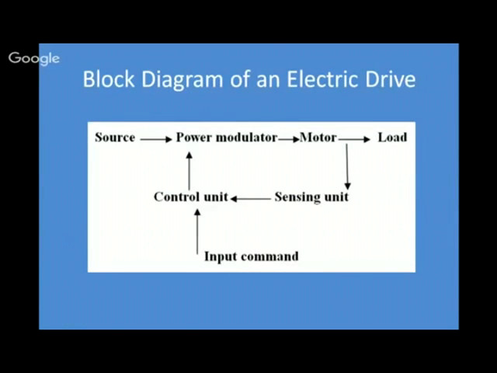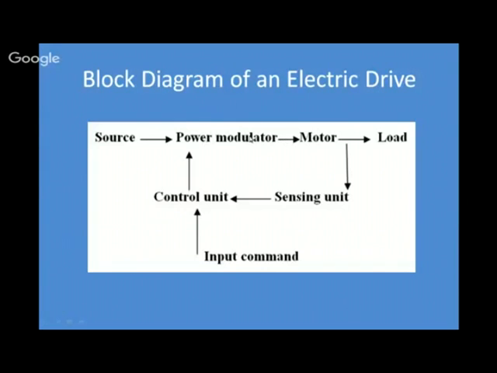This is the general block diagram of an electric drive. We have a source here. This can be an AC source or some battery. Here we have a power modulator device which can convert the AC into DC or DC source into AC, whichever is required. Here we have the prime mover, the motor.